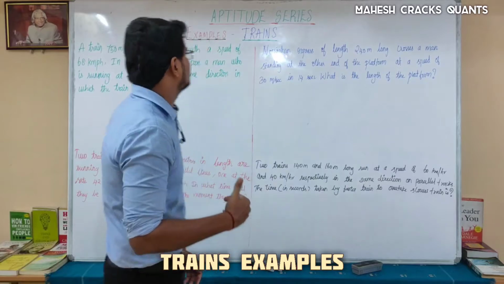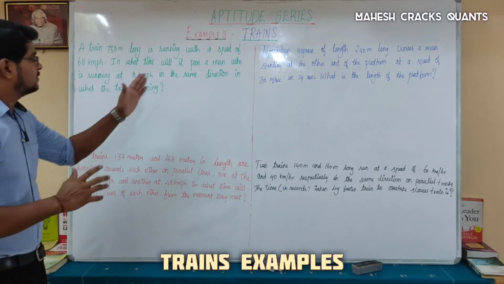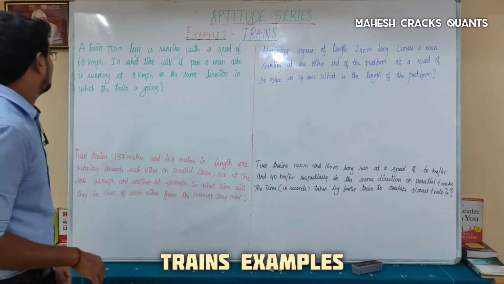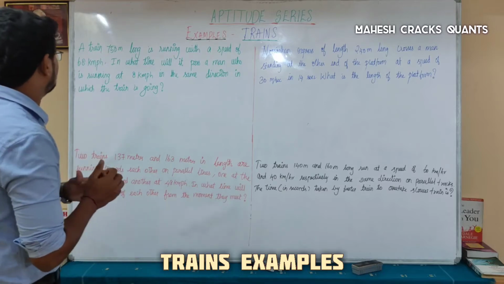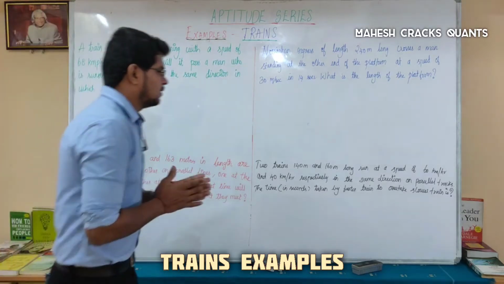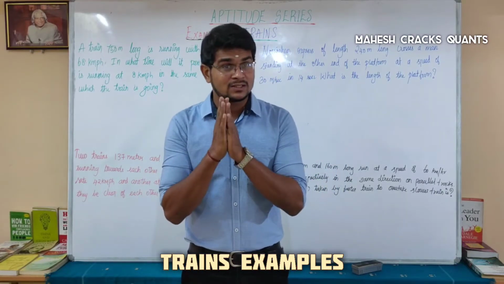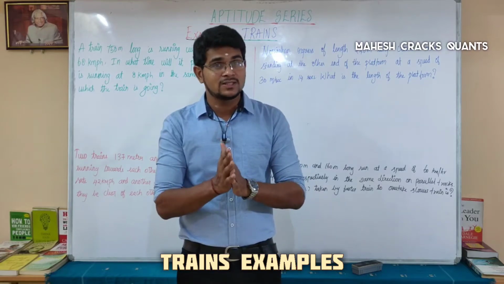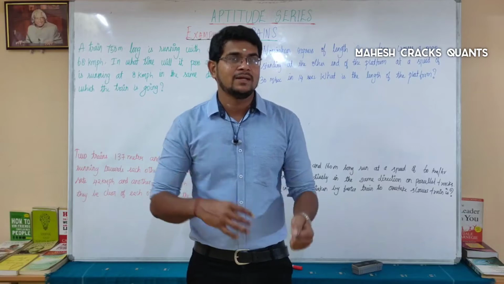Okay, let's get started. The first question: a train 750-meter long is running with a speed of 68 km per hour. In what time will it pass a man who is running at 8 km per hour in the same direction in which the train is going? So, the train speed is given, and then the man's speed. There is a speed for the man, but we will not consider the length of the man, only the speed of the man.